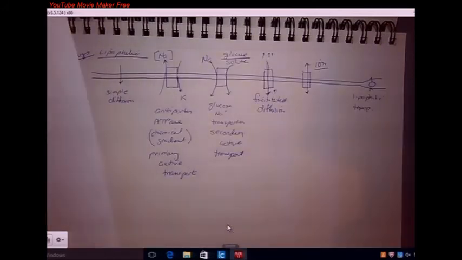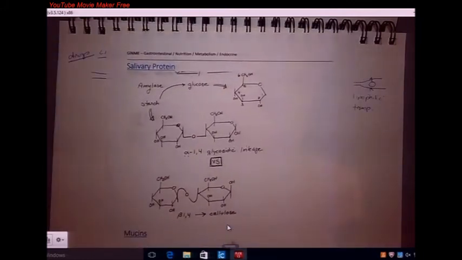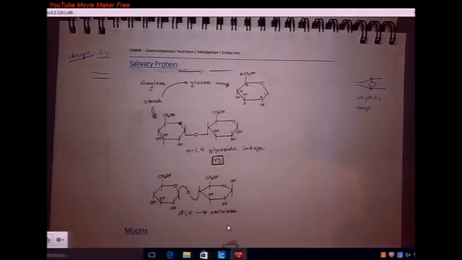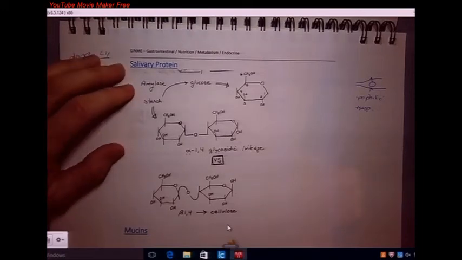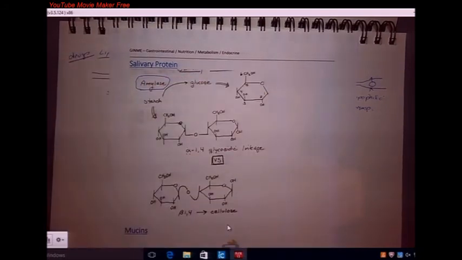Okay, so now those are the ions. Now what else is in saliva? Oh God, here we go. Structures, biochemistry. You know I love this stuff, so that means you get to suffer. Major salivary protein, amylase. Remember the function of amylase.